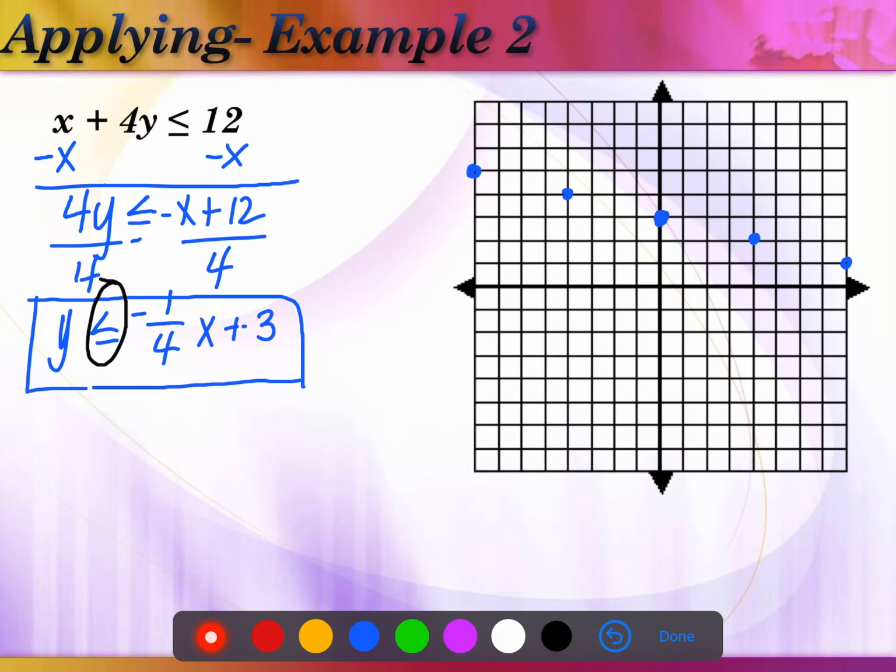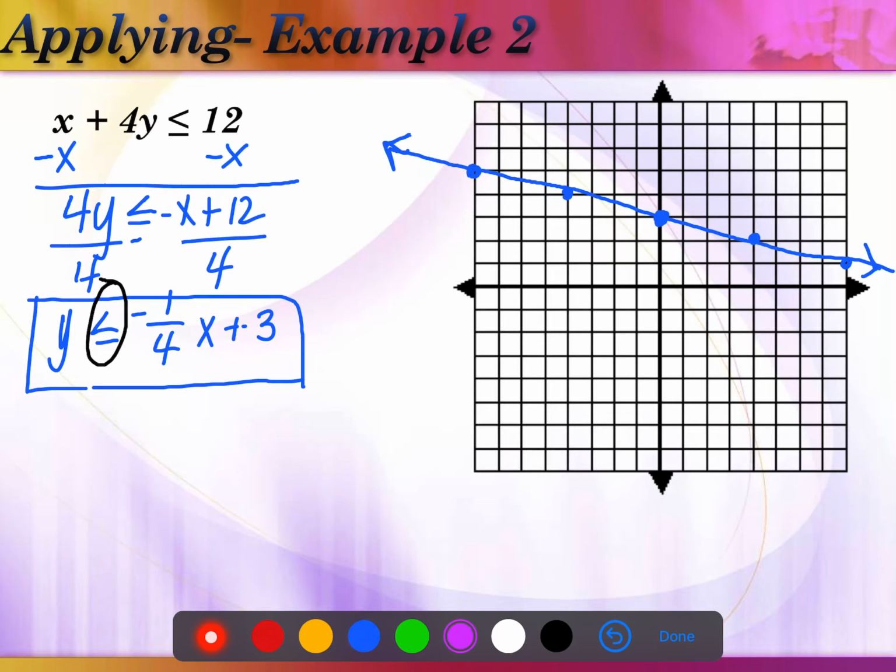Okay, and then checking my inequality symbol. Do I want a dotted or a solid line? I'm going to use a solid line this time since it is equal to. So that solid line underneath the inequality symbol tells me that it should be a solid line on the graph.